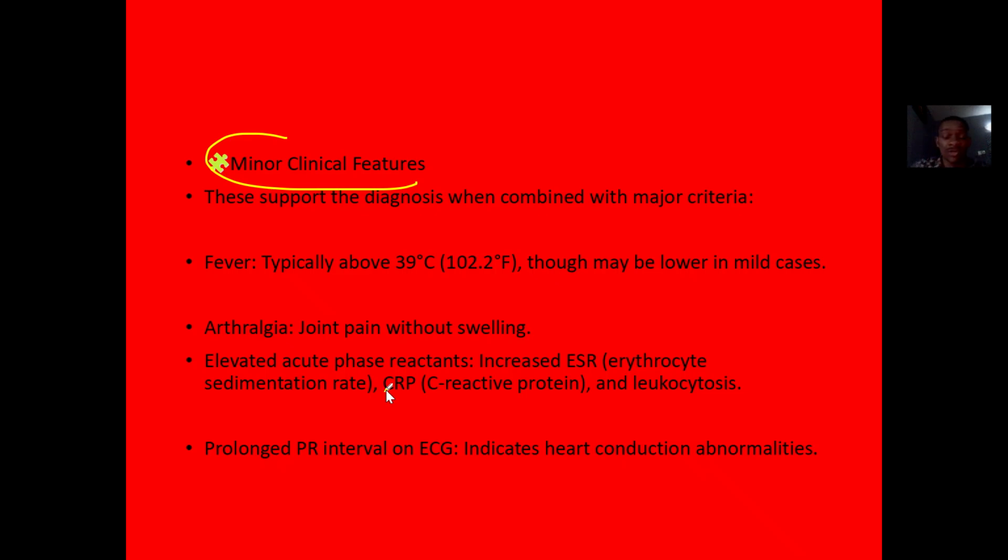Okay. Then minor criteria. Those are minor things you are basically able to pick up that are not specific. They can mean anything, right? We have fever, typically above 39 degrees. Arthralgia, that's joint pain because of the polyarthritis coming in. The elevated acute phase reactants, okay, erythrocyte sedimentation rate and the C-reactive protein.